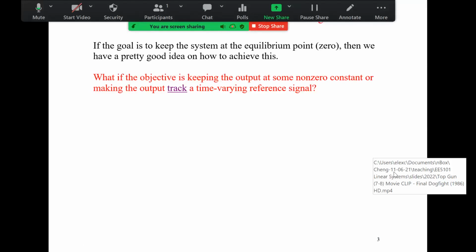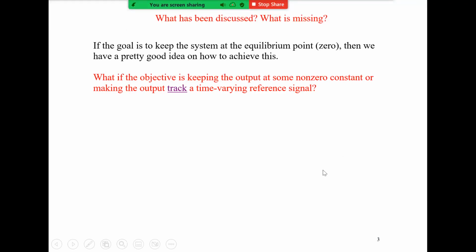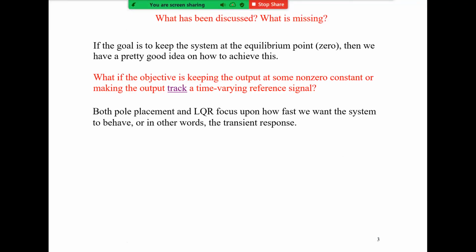So in missile control systems, of course, we want to make the missile hit a moving target. We know that both pole placement and LQR focus upon how fast we want the system to behave, in other words, the transient response. In those design examples, we just said, what is the overshoot we wanted the system to tolerate, and what is the settling time you wanted the system to have. We didn't mention how accurate you wanted the output to be.